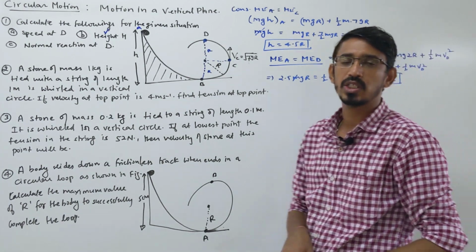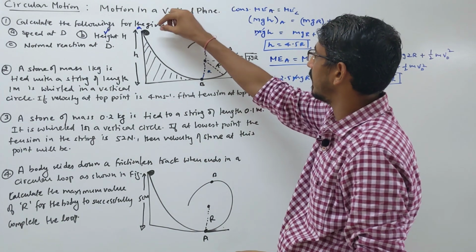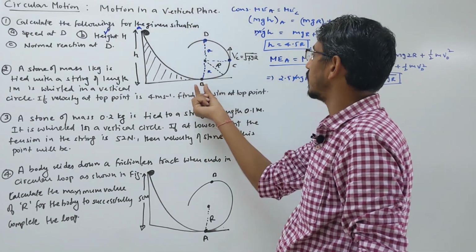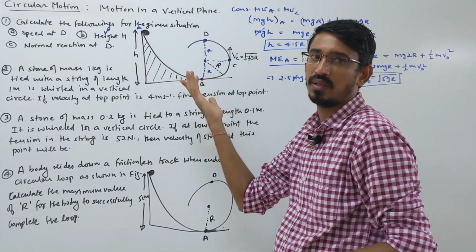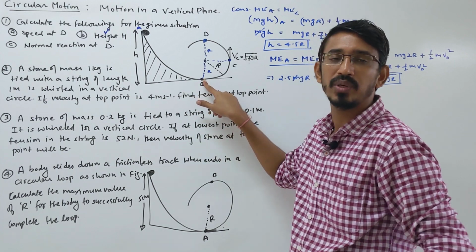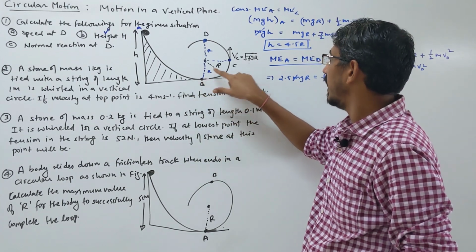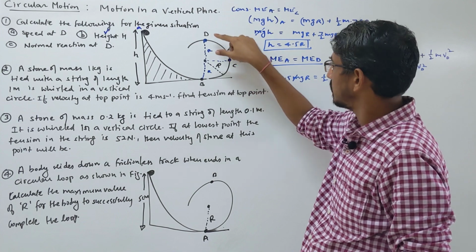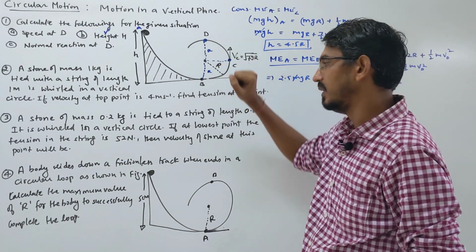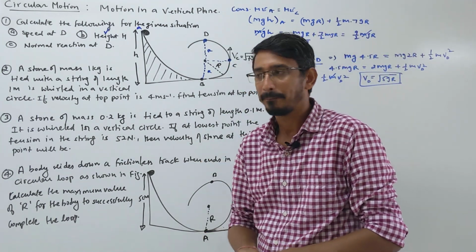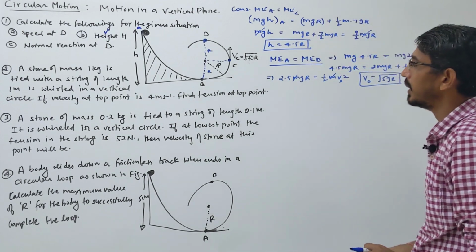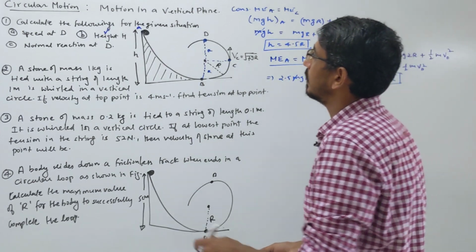At any point you can calculate. Suppose they ask the velocity at point B, you write the energy at this point, mgh, is equal to just half mv square here, that's all. At this point we don't have potential energy because this is at the ground point. At the other point we have potential plus kinetic, right? So you can write conservation of energy simply.